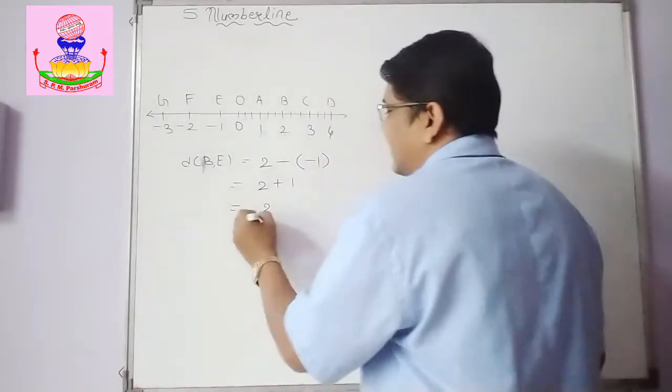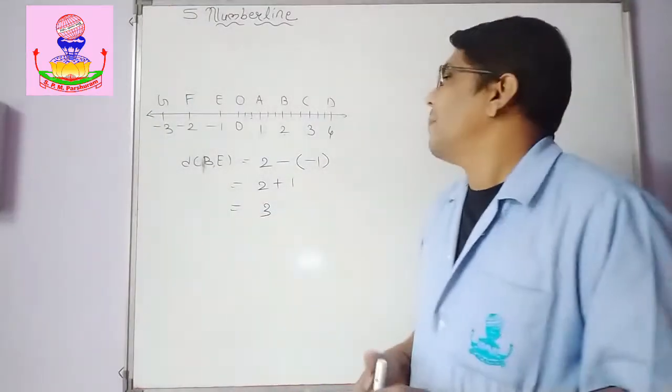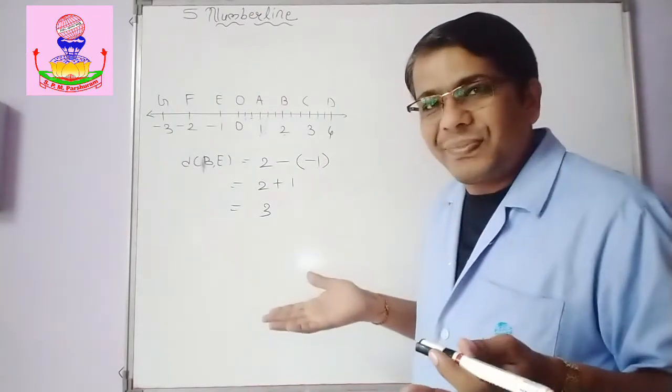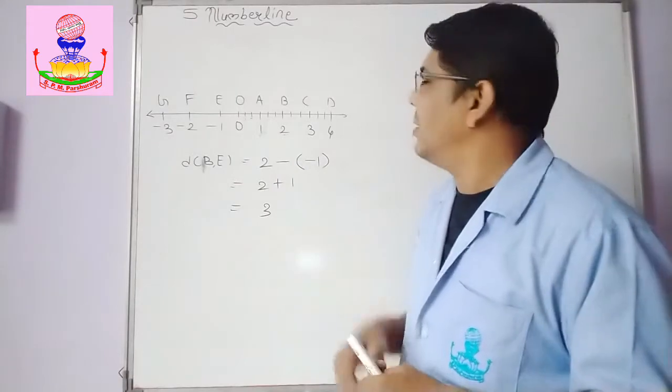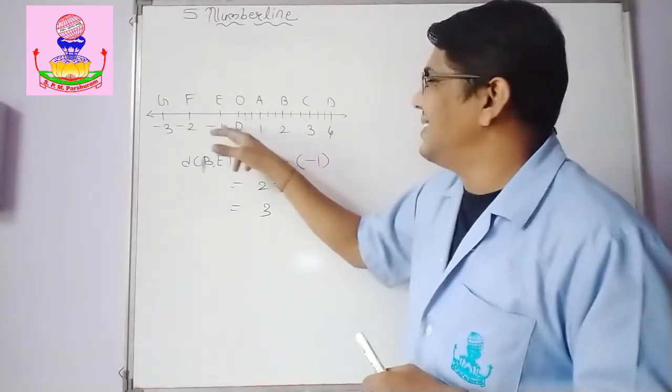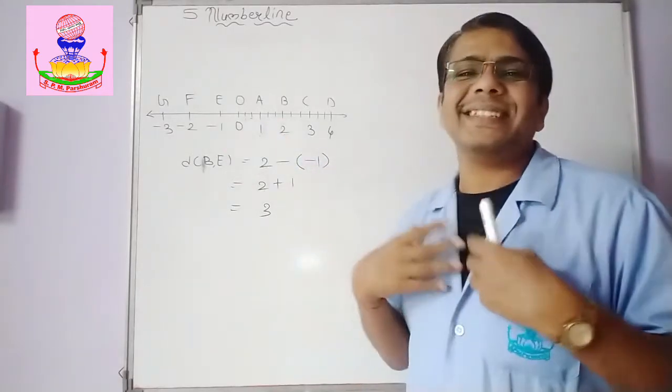That is 3. Do you understand? Okay. Now check it. How to check it? You can see the distance between B and E now. 1, 2, 3. So that means our answer is correct.